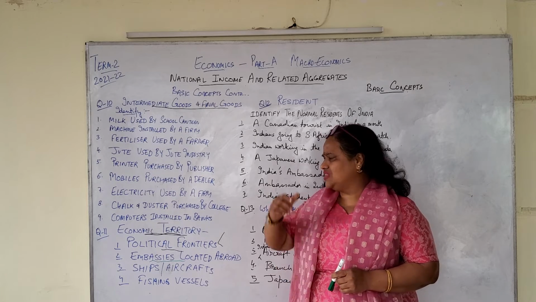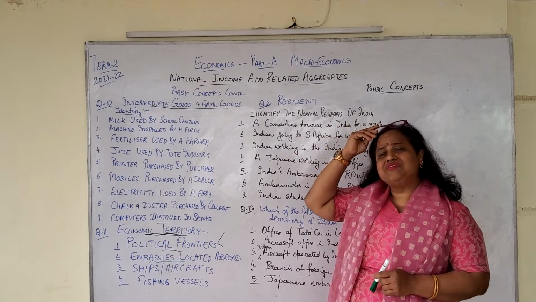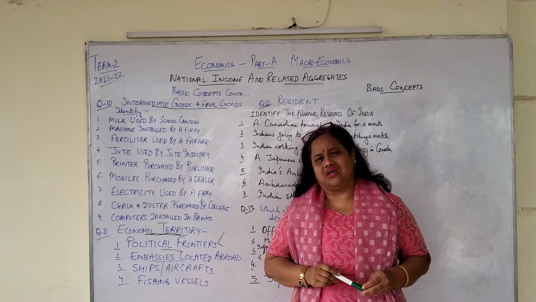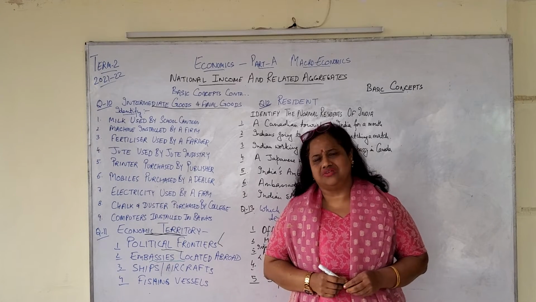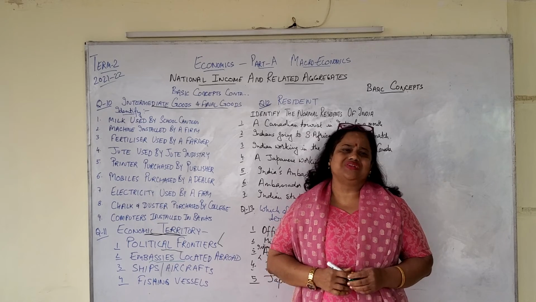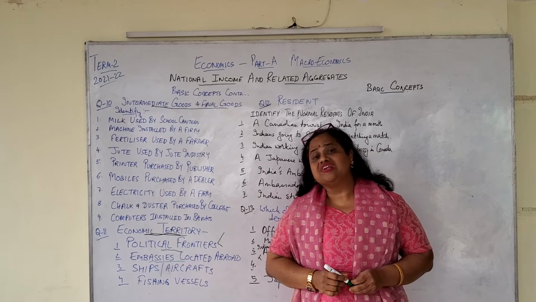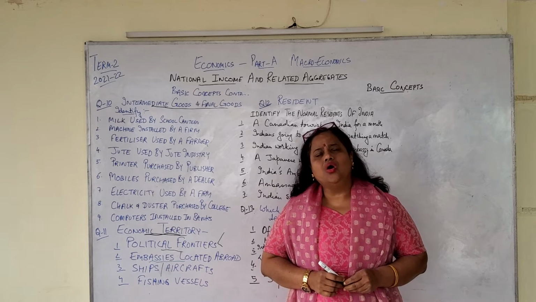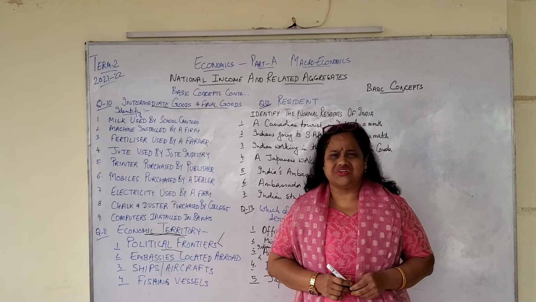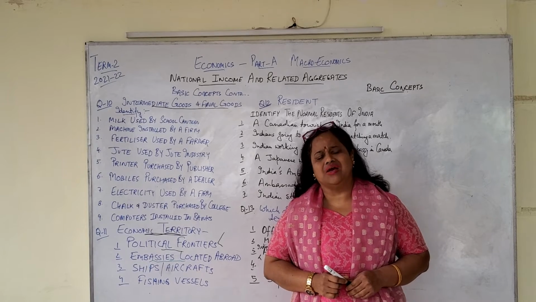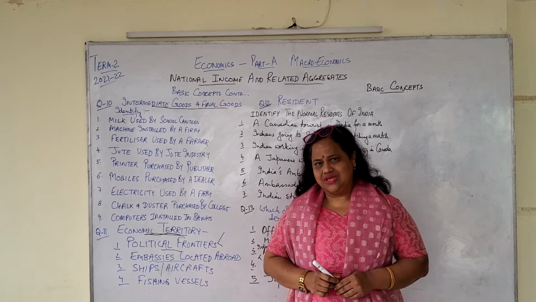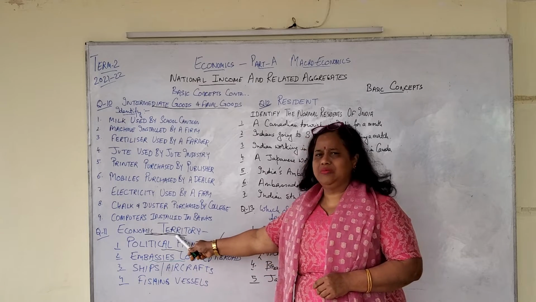Then third is the ships and aircrafts. So all the ships and aircrafts of India that operate between two or more countries are a part of the domestic territory of India. And last but not the least, the fishing vessels, the rigs, the wells, all this, even if it is in the international waters up to certain nautical miles, is part of the domestic territory of our country. So this is the concept of economic territory.